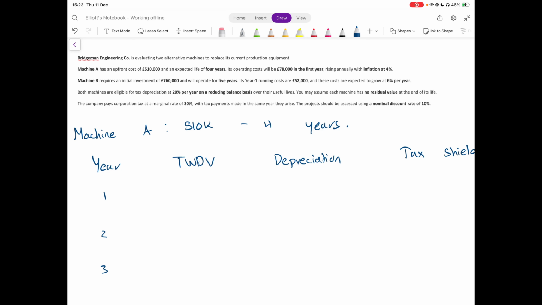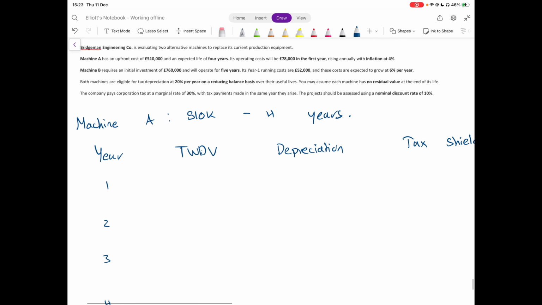Okay, so I'm going to show you how to compare or calculate first the equivalent annual cost for machines. So the equivalent annual cost is basically a method used to compare two different investments with different lifespans, their cost per year essentially. So I'm going to start off with machine A.